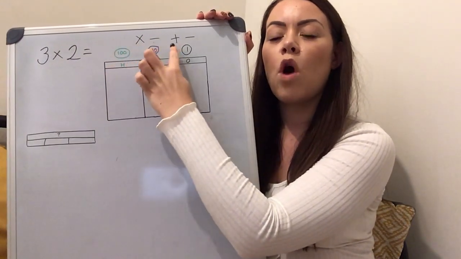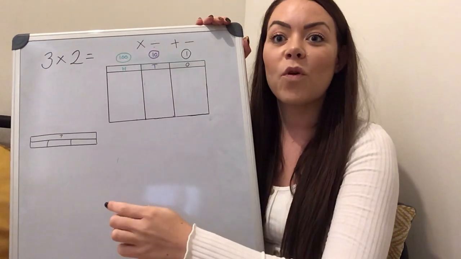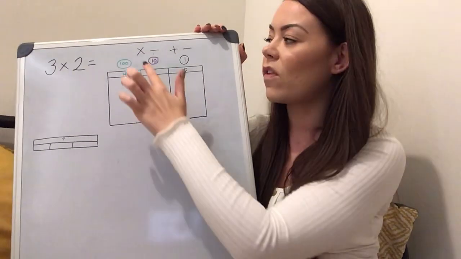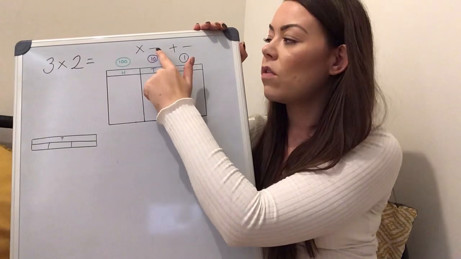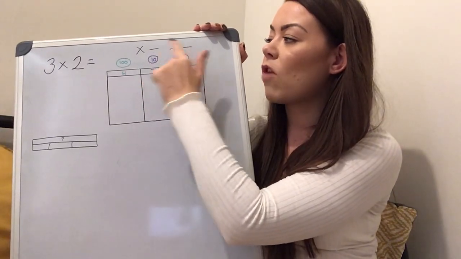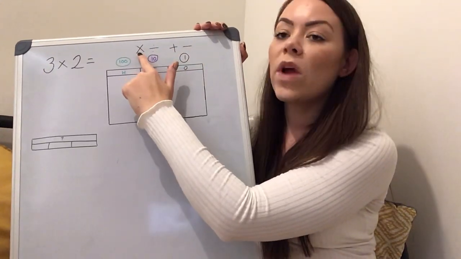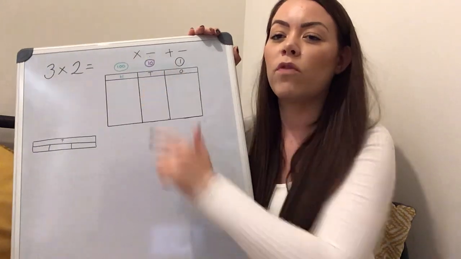Now I've put the 4 operations here. We sometimes call these 4 ops or 4 operations, and that means multiplying, dividing, adding and subtracting. But the one that we're looking at today is the multiplying one. So let's see if you can catch my words that I'm going to throw at you.